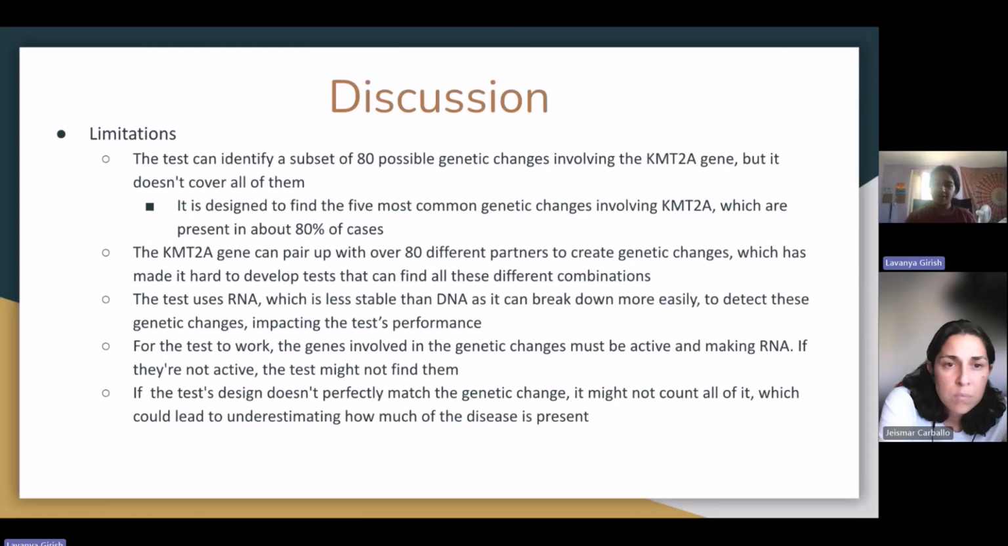The test uses RNA, which is less stable than DNA, as it can break down more easily, which can impact the test performance. For the test to work, the genes involved in genetic changes must be active and making RNA. If they're not active, the test might not find them. If the test design doesn't perfectly match the genetic change, it might not count all of the fusions, which could lead to underestimating how much of the disease is present.